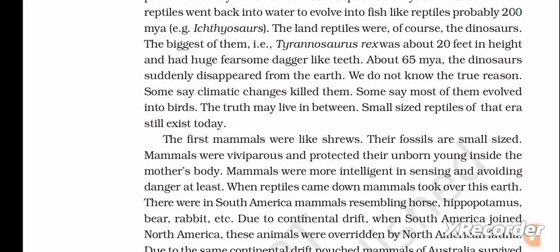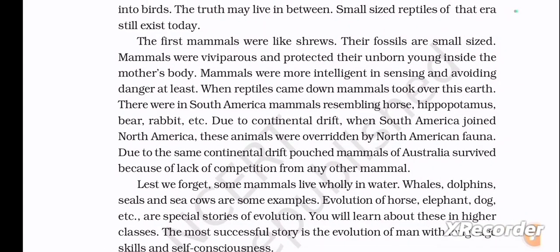Small sized reptiles of that era still exist today. The first mammals were like shrews. Their fossils are small sized. Mammals were viviparous and protected their unborn young inside the mother's body. Mammals were more intelligent in sensing and avoiding danger at least. When reptiles came down, mammals took over this earth.